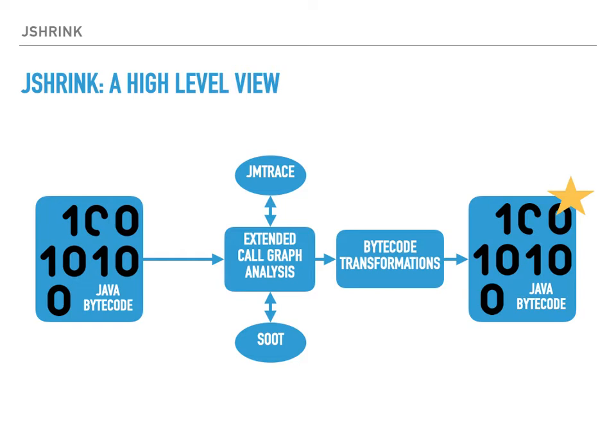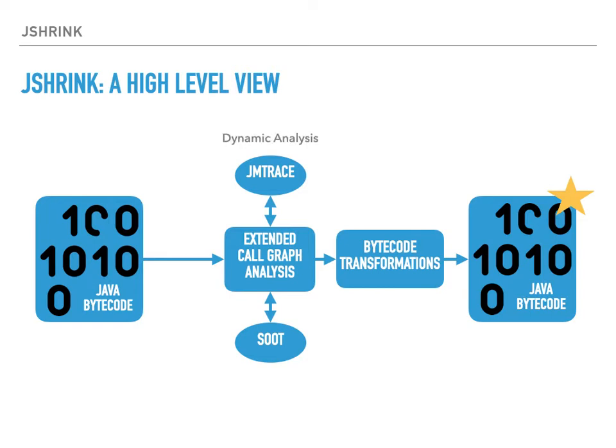Our solution to this problem is JShrink, and here we provide a high-level overview of JShrink. JShrink starts by inputting Java bytecode, and then creates what we call the extended call graph. An extended call graph is like an ordinary static call graph, but extended to account for the dynamic calling within Java.